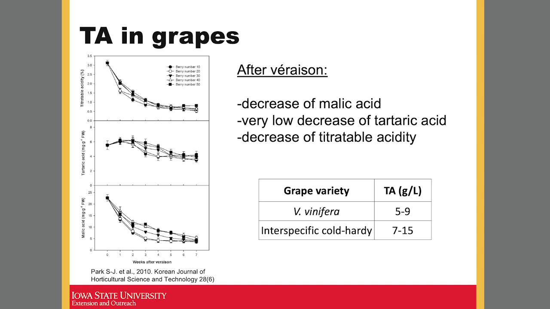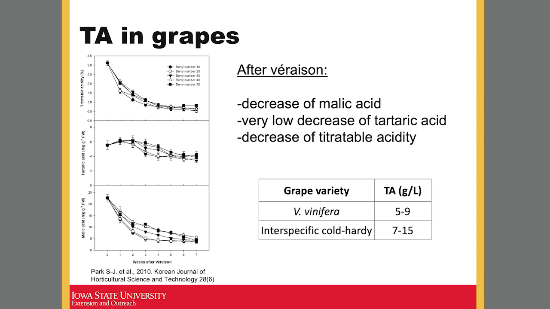You can also see that the tartaric acid concentration decreased, but not that much compared to the malic acid, which is the bottom graph, where the malic acid is really decreasing over time. So from veraison to harvest, that's when you have a huge decrease of malic acid. And that's really how the titratable acidity decreases over time.